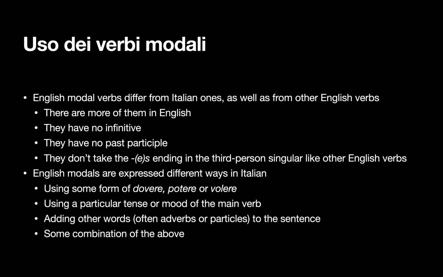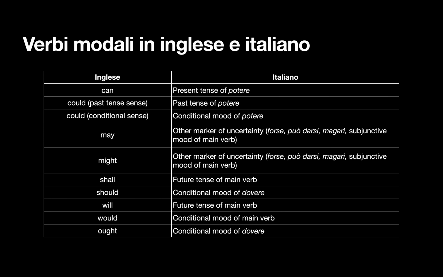So that can be one thing, adding other words to a sentence, or again, some combination of the above. So here's a little chart that, again, don't worry about committing to memory so much. I just want to give you an overview of the different ways that these things get expressed. So on the left, you can see all the English modal verbs that I could think of. And on the right is how we can express those things in Italian.